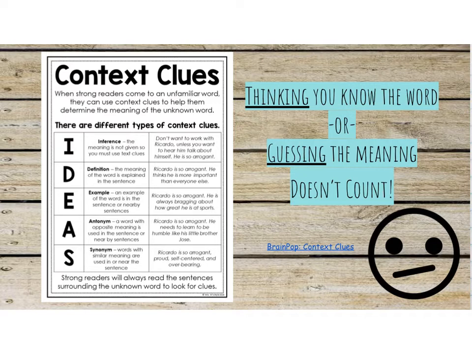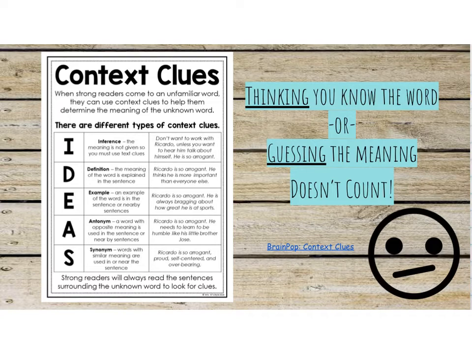But they never went back and used the clues that the author gave them to determine the meaning. Growing readers, when they're looking for context clues and they come to an unfamiliar word, use the clues to help them. They don't just use what they think they know. Now, our schema is important, but it just can't be the only thing that we use when we're thinking about determining the meanings of words.